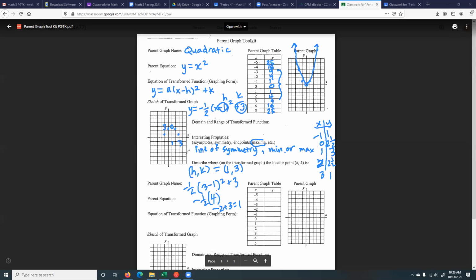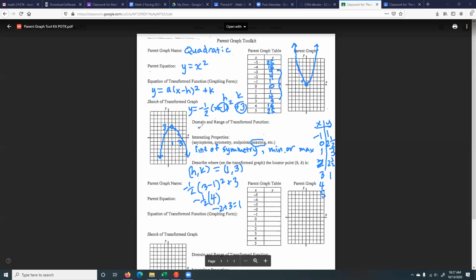And I could plug in another point. I could keep going, but my graph is going to go somewhat like this. I would plug in another point if I had unlimited time, but we don't have unlimited time. So I would plug in like 4 and 5 and keep going like that. All right, we good with that, guys?